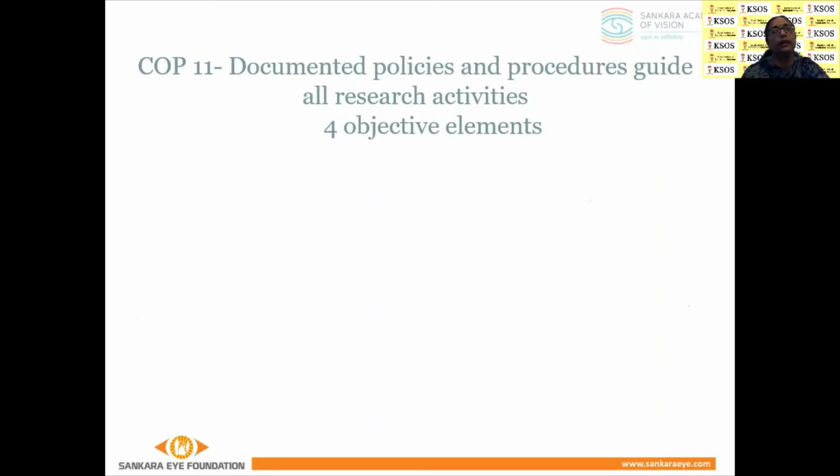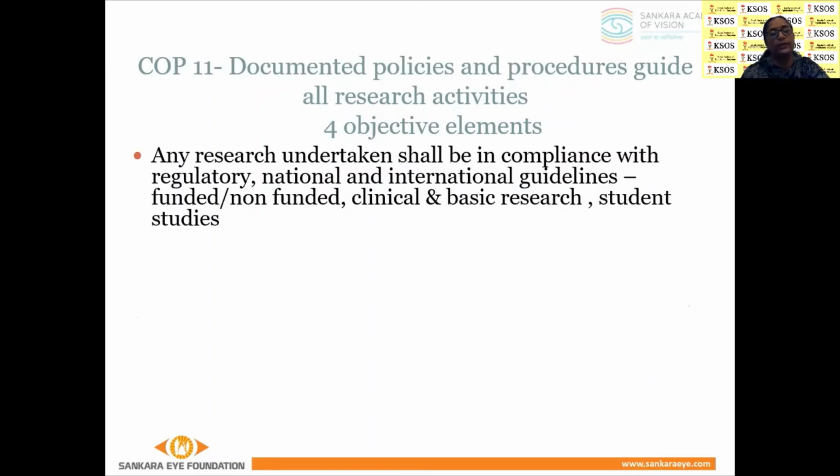So coming to chapter 11, that is documented policies and procedures guide all the research activities in the institute. There are four objective elements in this. So any research undertaken shall be in compliance with the regulatory, national and international guidelines. This could be a funded or non-funded study. It could be a clinical or a basic research or student studies, for example, the MS and DNB students. So even theirs, all this comes in the ambit of this particular chapter.